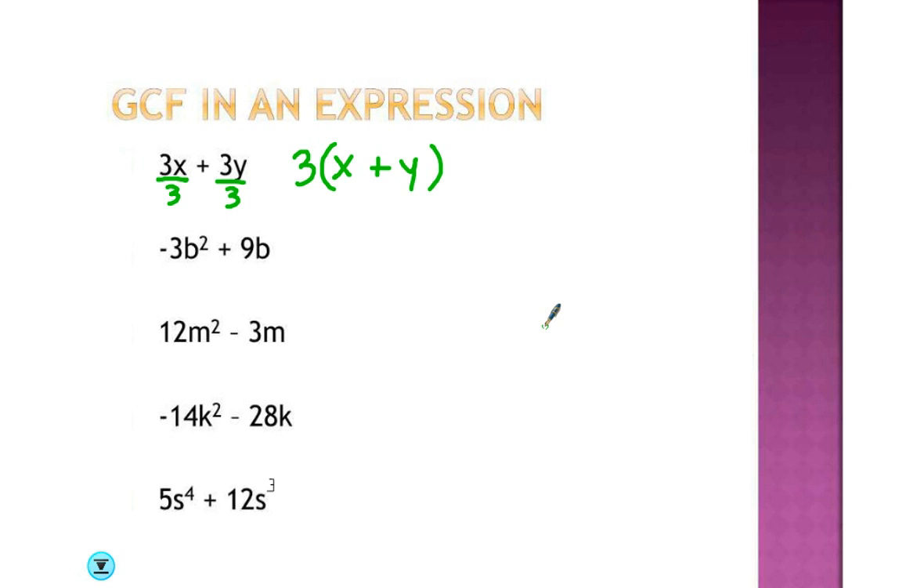Either think of it this way, where you're dividing out whatever the GCF is, or you think, okay, I took out my GCF, what do I need inside so that I end up back at my original?